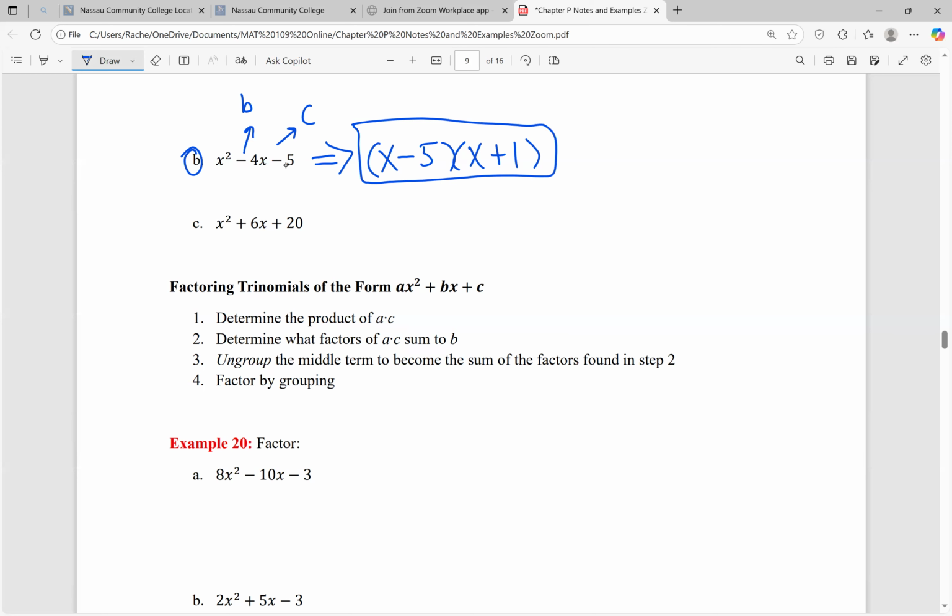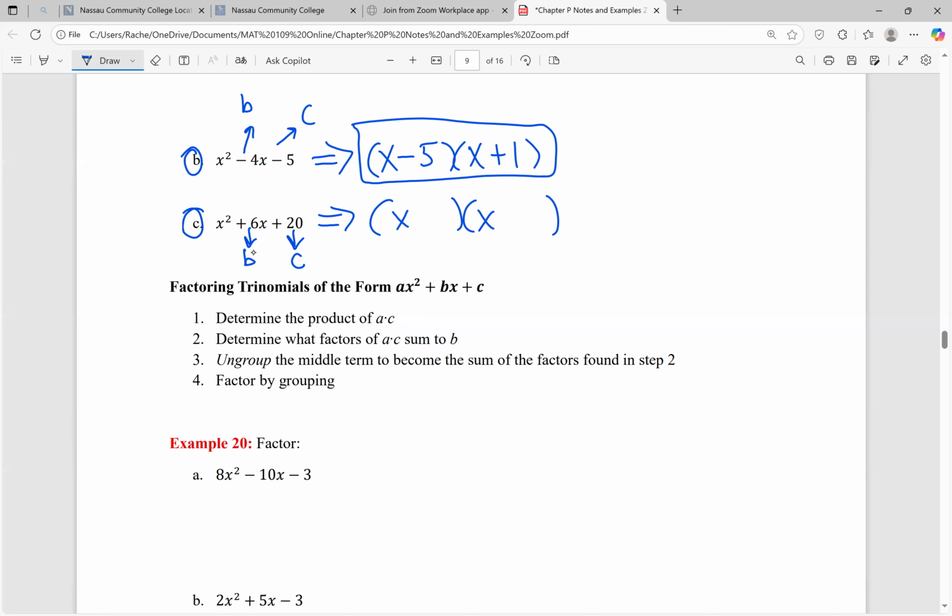And let's do one more in this form. So let's look at C. We still have another trinomial in the form x squared plus bx plus c. So if it was factorable, I would need to think of 2 numbers that multiply to c, which is 20, that add up to b, which is 6. So let's think.